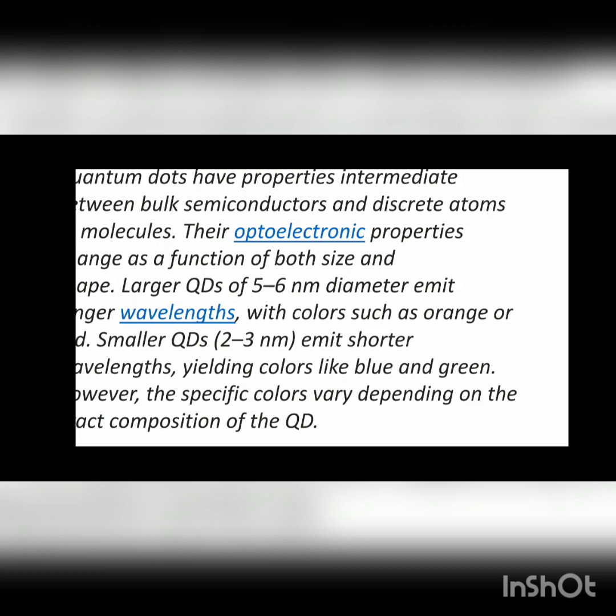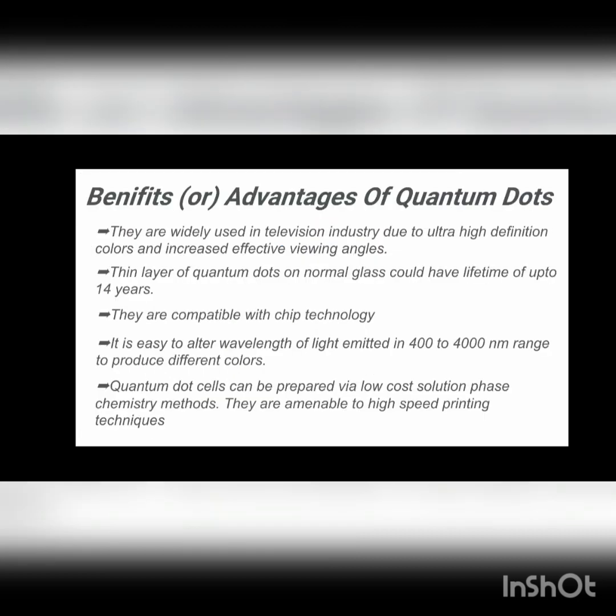Their optoelectronic properties change as a function of both size and shape. Large quantum dots of 5 to 6 nanometers in diameter emit longer wavelengths with colors such as orange or red. Smaller quantum dots of 2 to 3 nanometers emit shorter wavelengths, yielding colors like blue and green. However, the specific colors vary depending on the exact composition of the quantum dots.